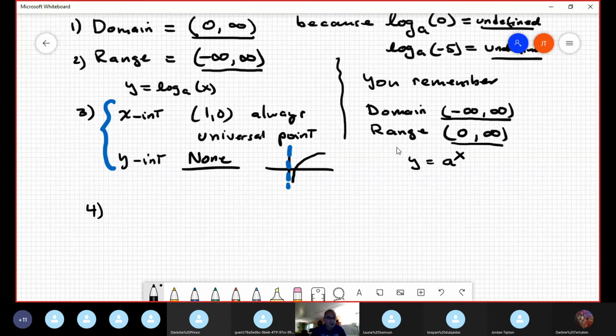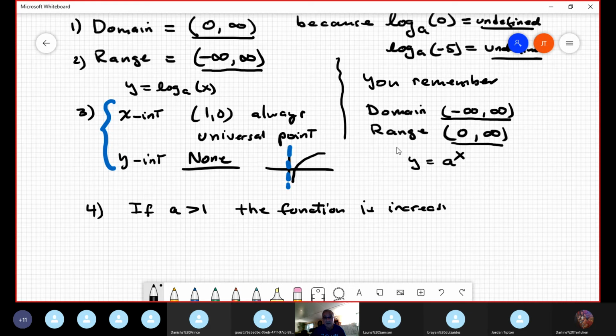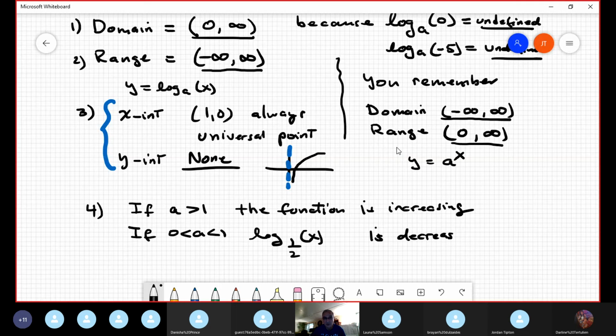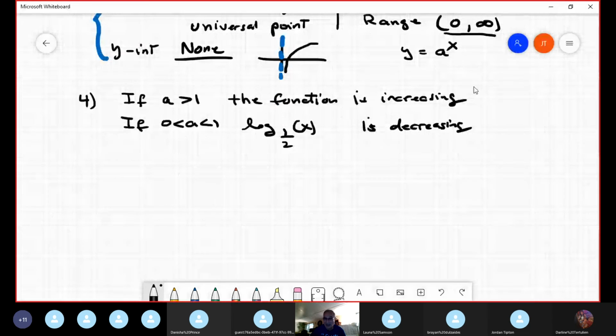is if the base is greater than 1, then the logarithmic function is increasing. If the base is in between 0 and 1, suppose a fraction, suppose logarithm base 1/2, the function is decreasing. I want you to see that when the base is 1/2 or 1/3, it's in between 0 and 1. And the most important point is to plot by hand, not decimals.